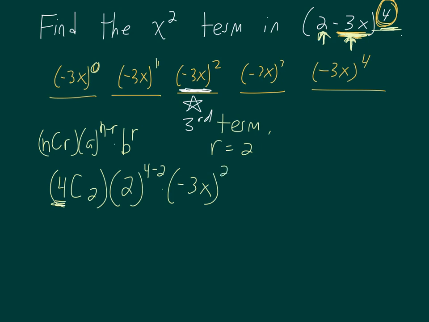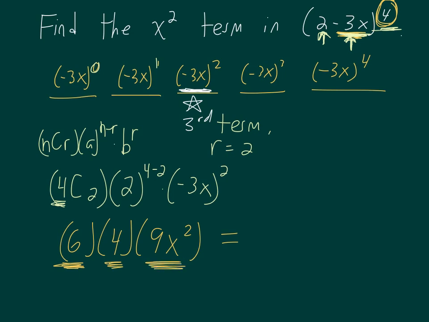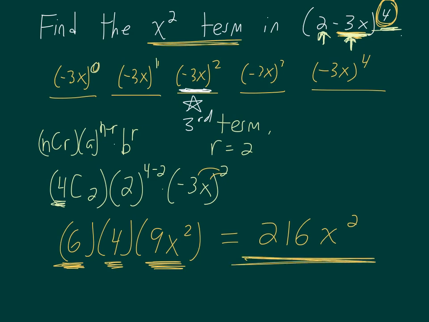So from there, go ahead and clean this up. So we clean this up here. 4 choose 2 is 6. And we have a 4 there. And then careful, we have a 9x squared once you distribute your power. So that's going to give us 216x squared. So the x squared term is 216x squared. Sometimes it'll say things like, again, find the coefficient of the x squared term. If it had said that, then you would just say 216.